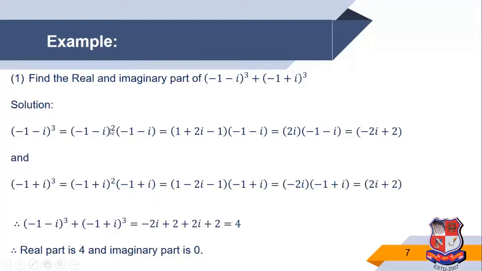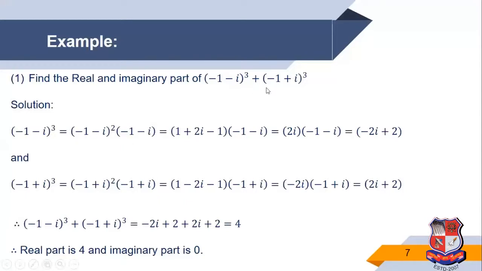And (1 + i)^2, we use the formula (a + b) whole square. So a square, so 1 + 2i and plus i square is -1. So -1 plus 1 cancel. So 2i into (-1 - i). And then we get the form is -2i + 2.